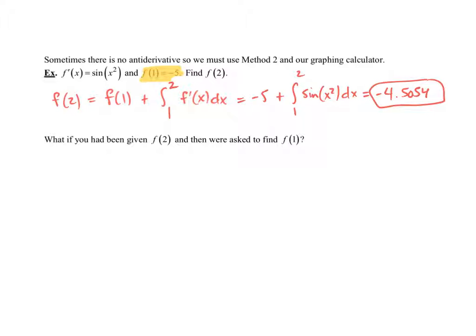Now, what if we had been given f of 2 and we were asked to find f of 1? In that case, I would have f of 1 equals, my given is f of 2, so that's my initial condition, f of 2, plus the integral of f prime of x dx. And now this time my given value is f of 2, so that's going to go as the lower bound, and the value that I'm trying to find is f of 1, so 1 is going to go as my upper bound. So please make sure that you're careful to put the value that you're given on the bottom, okay, and the value of x that you want as the upper bound on the top.